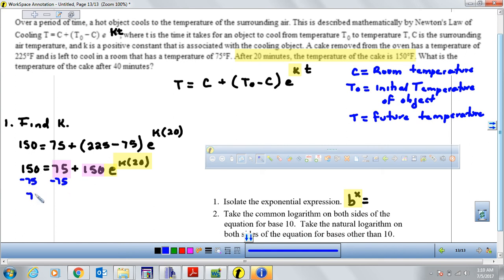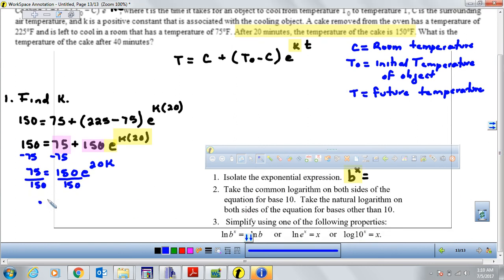First, I need to subtract the 75 from both sides. That gives me 75 equals 150 times E raised to the K times 20, which is just 20K. I'm just going to rewrite it. And then we need to divide by 150 on both sides, so we can leave that E by itself. So 75 divided by 150 is 0.5, equals E raised to the 20K. So we already isolated the exponential expression. That was the first part of the process to find that K.